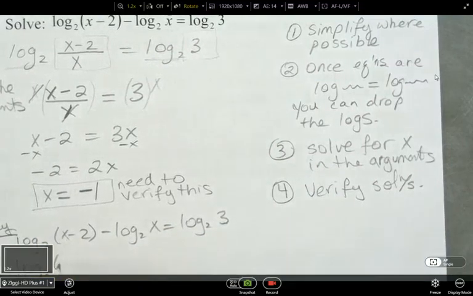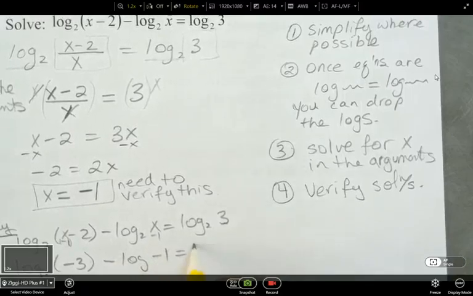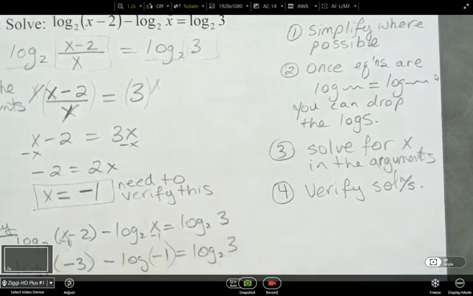So I've got log base 2 of negative 1. If I put a negative 1 here and a negative 1 here, I get log of negative 3 minus log of negative 1 equals log of that. Now, how can I combine these 2 together? What do I notice about this right here, actually? What can I notice about my argument? Arguments are negative. Does that pose a problem?